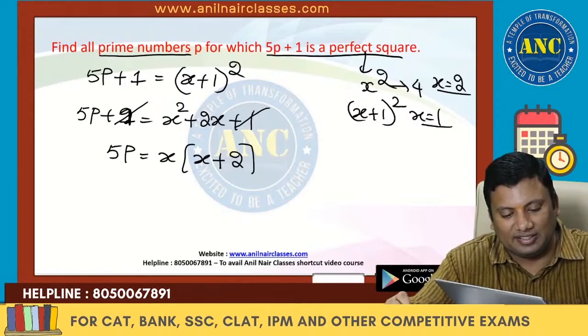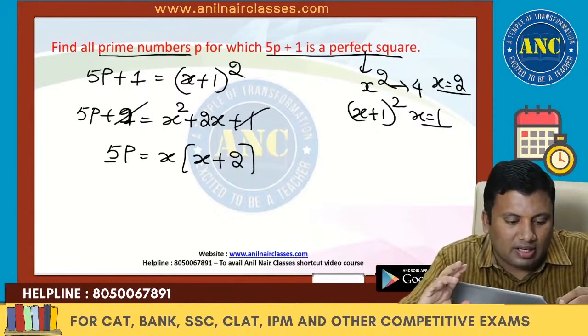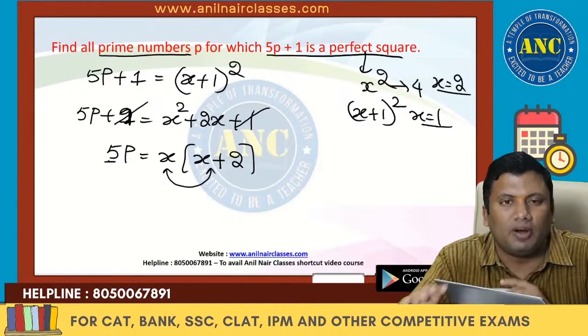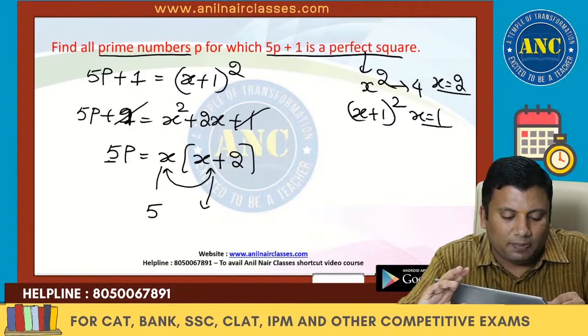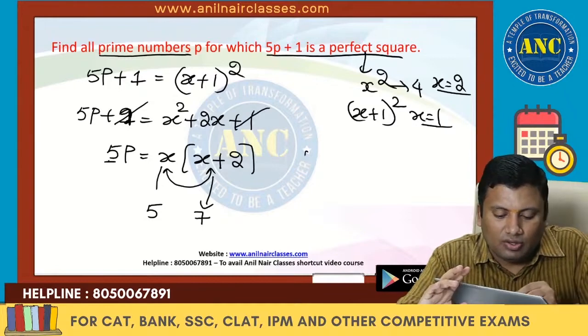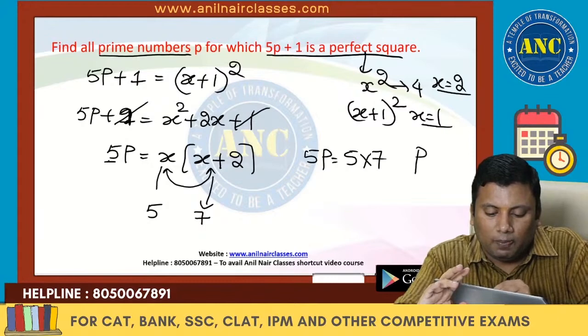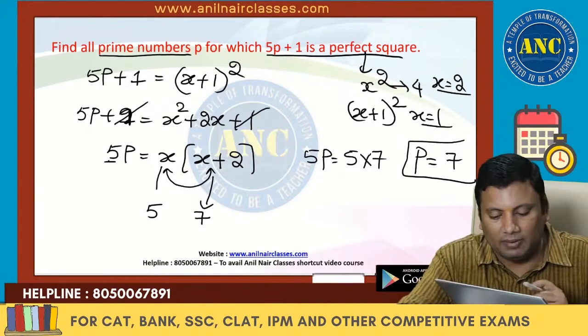Now see here, sir. X into x plus 2. This is nothing but a multiple of 5. That means here it should be a multiple of 5. Are you all with me? So if x is 5, x plus 2 will be 7. So 5p is nothing but 5 into 7. So p value is nothing but 7.